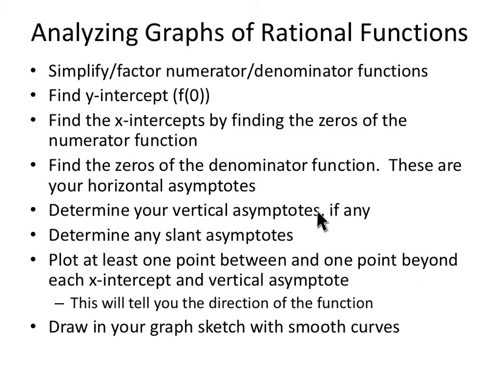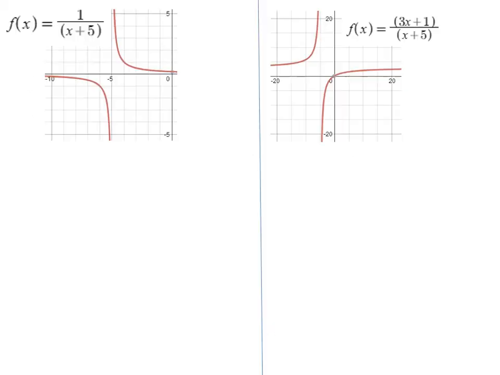If we don't have vertical asymptotes, we might have slant asymptotes. They don't happen together. Plot at least one point between and one point beyond each x-intercept and vertical asymptote, okay? This will tell you the direction of the function, and then draw your sketch in with some smooth curves.